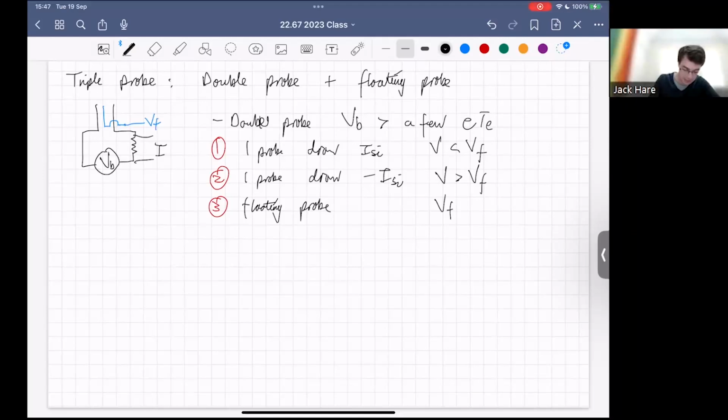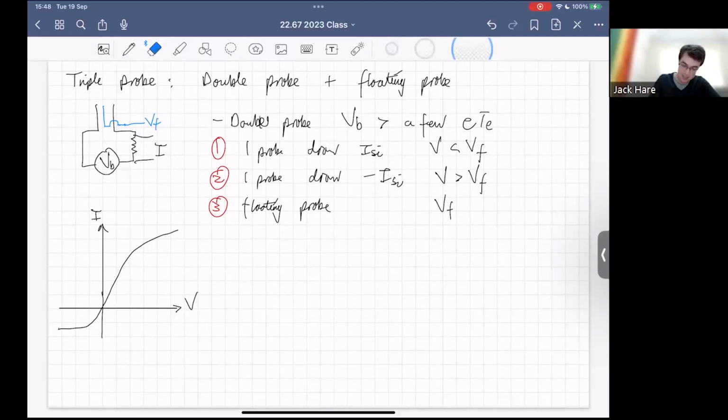And the reason that this is neat and fundamentally different from the other probes that we've looked at is, if I redraw our IV characteristic, so I and V, and again, we have the floating potential, we have the plasma potential here, we have the ion saturation current, and we have the electron saturation current. These three probes are actually representing three different places on this curve.